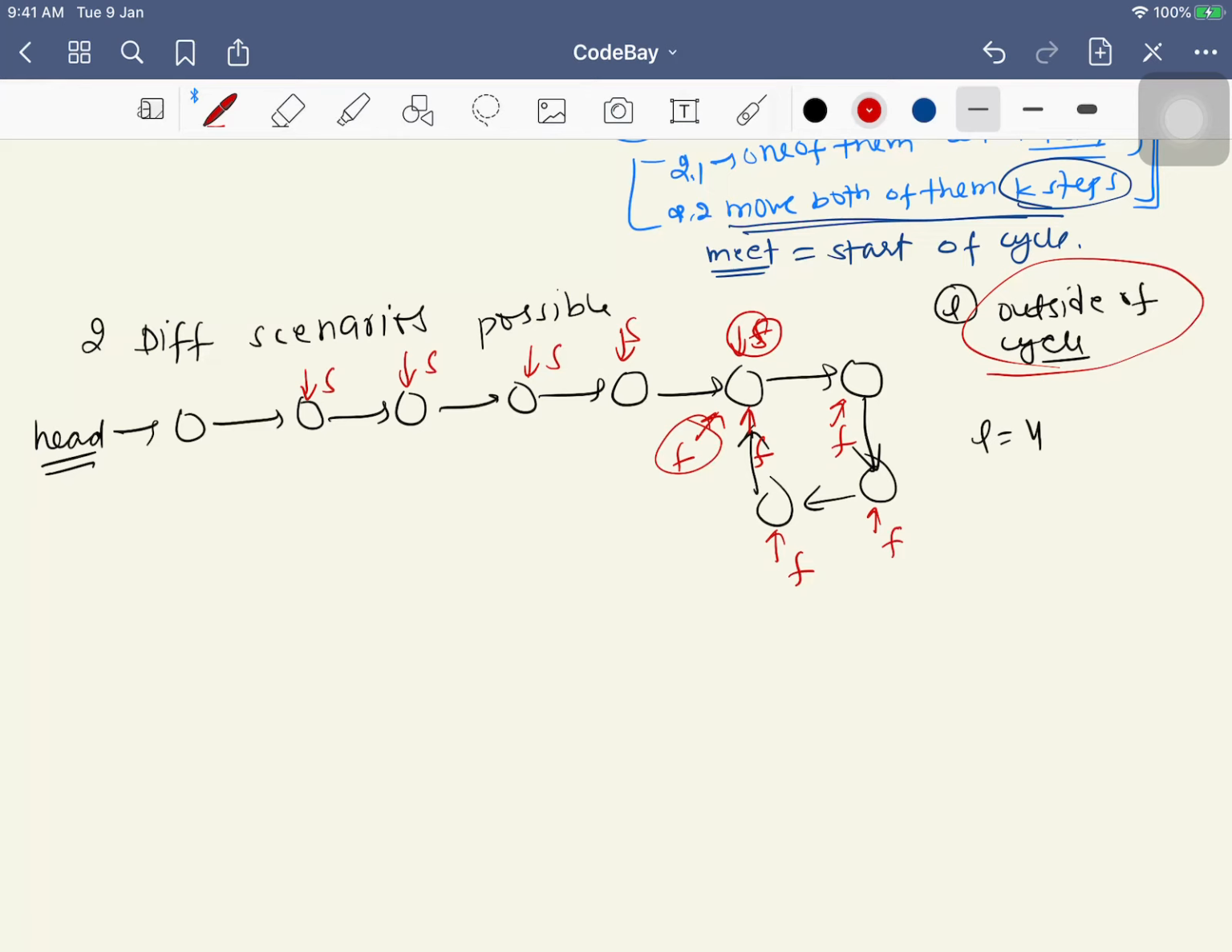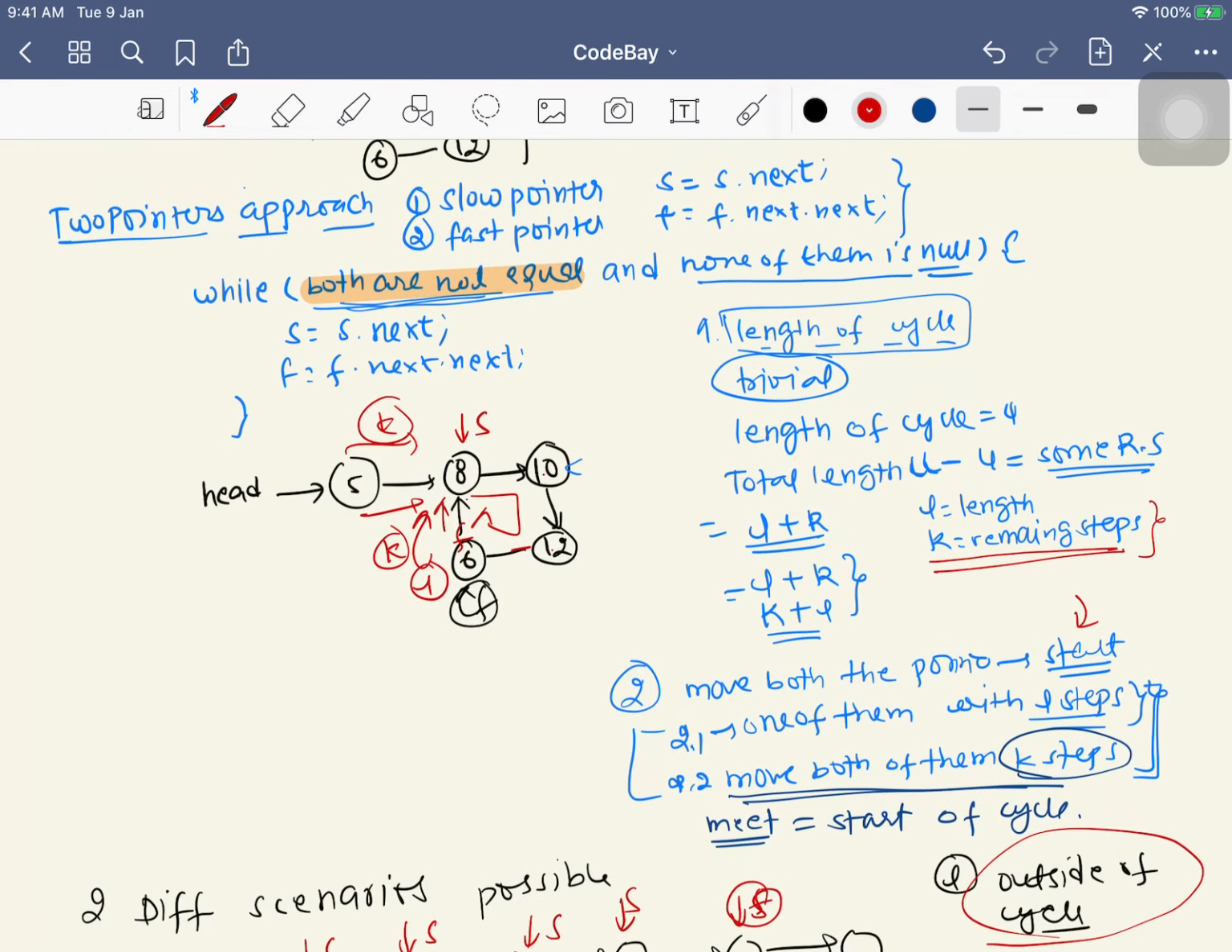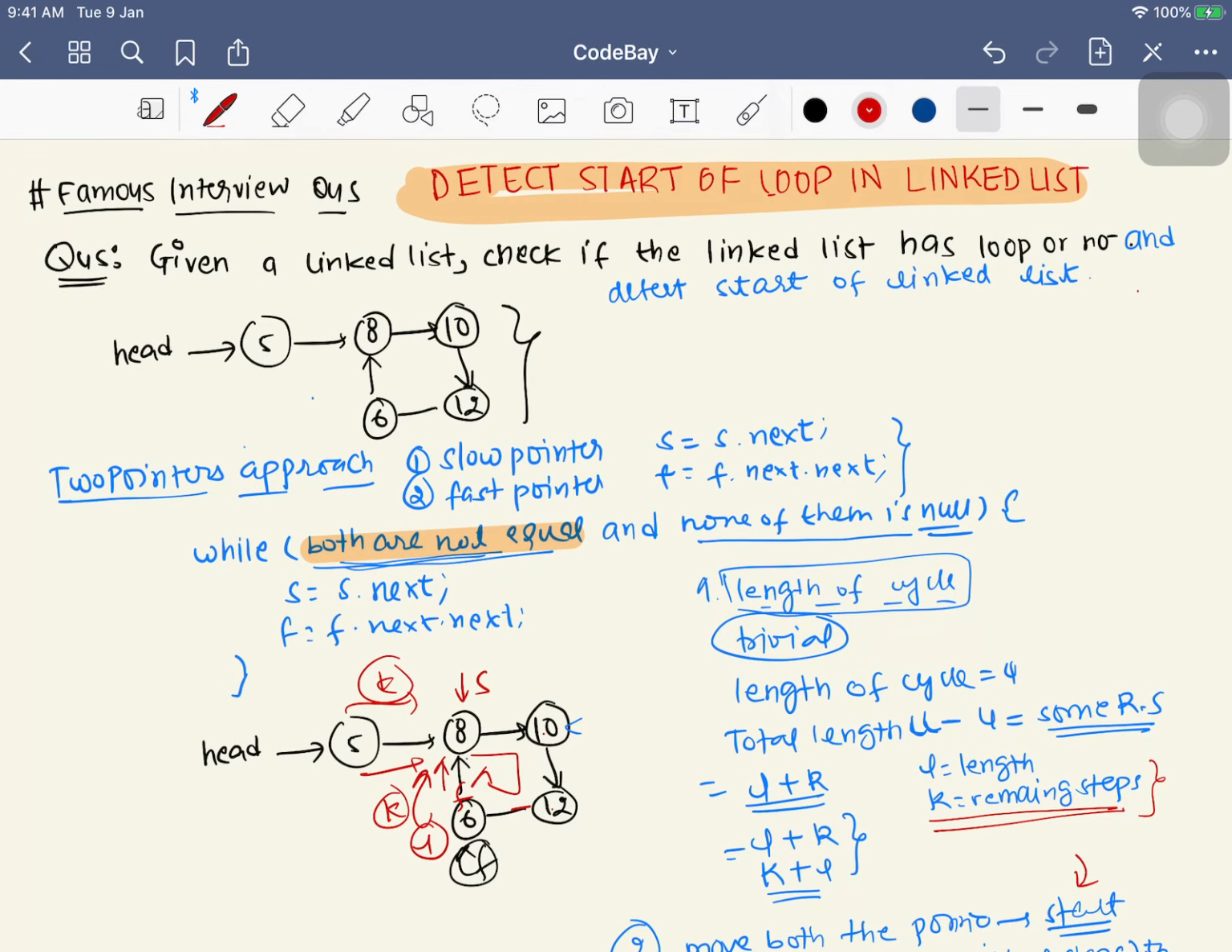This simple example shows us that no matter if you take L steps first and then K steps, which was done by the fast pointer, or you take K steps first and then the remaining L steps, which is done by the slow pointer, eventually they both will be meeting at the start of the cycle. I hope this example was easier to understand and intuitive, and I was able to make my point very clear. Once you understand how we are detecting the start of the cycle, you won't forget it.